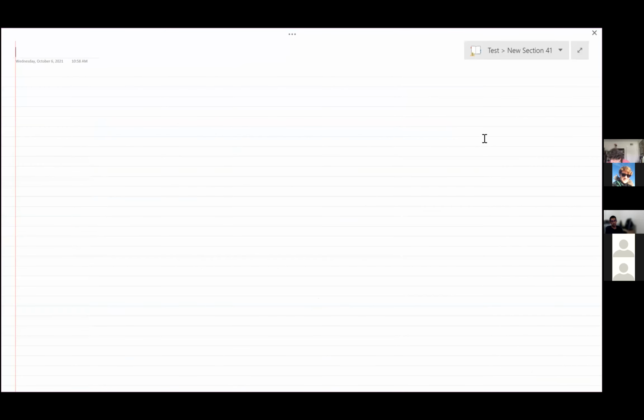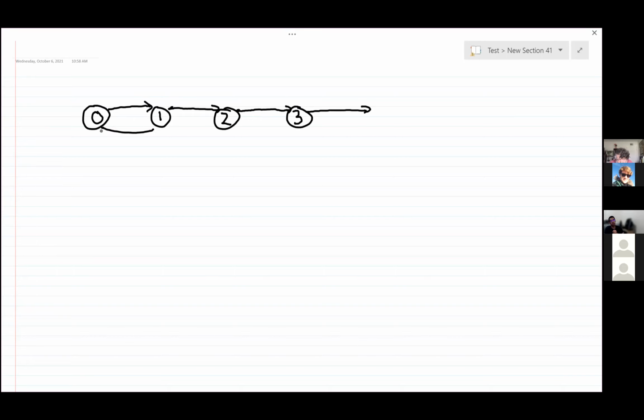Okay, so behind everything we're doing is this fundamental diagram. So I'll put it on the board one more time. We have states 0, 1, 2, 3, and in general, they may go on forever, but this is enough. And we have transitions that go up by 1 and transitions that go down by 1.